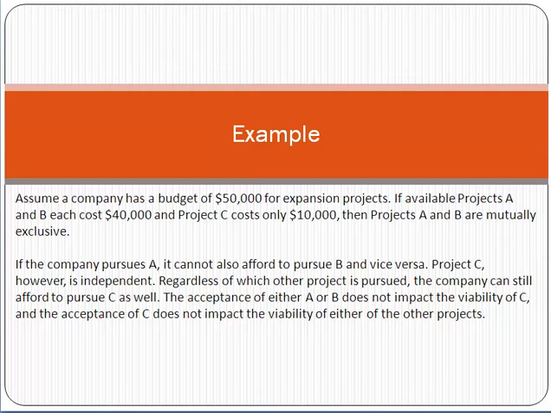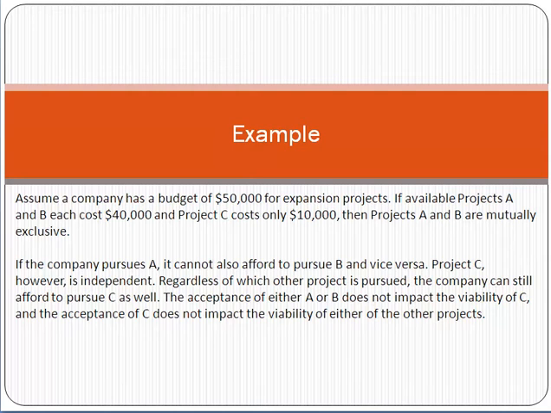For example, friend, let's assume that you are working in a company, and the company has a budget of $50,000. Let's assume there are three projects. Project A and B are $40,000 each, and project C is $10,000. Then projects A and B are mutually exclusive.